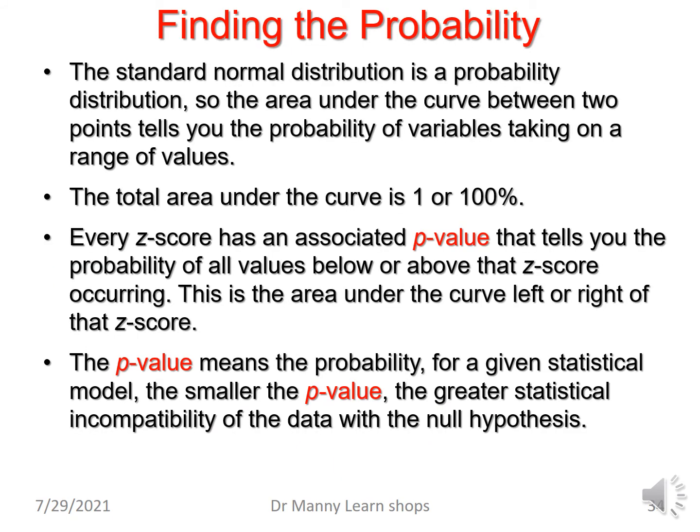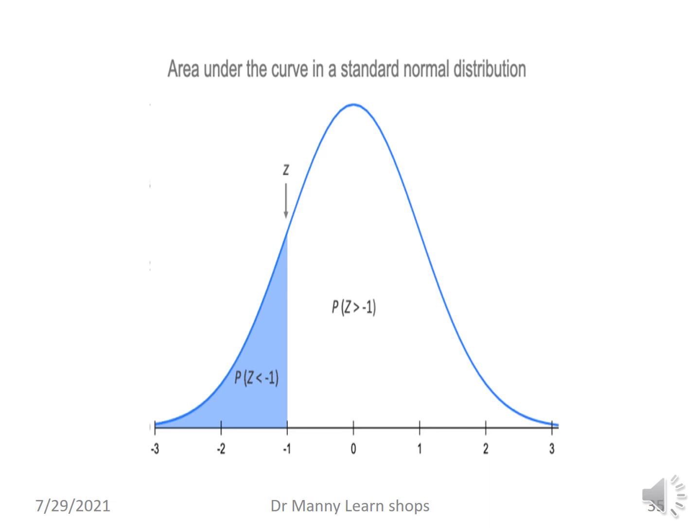The standard normal distribution is the probability distribution. So the area under the curve between two points tells you the probability of variables taking on a range of values. The total area under the curve is 1 or 100%. Every Z-score has an associated p-value that tells you the probability of all the values below or above that Z-score occurring. This is the area under the curve left or right of the Z-score, and the p-value means the probability. For a given statistical model, the smaller the p-value, the greater the statistical incompatibility of the data with the null hypothesis. So the area under the curve is the standard normal distribution.